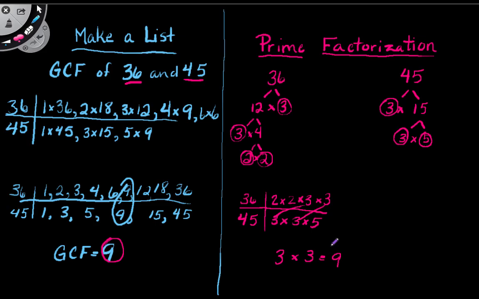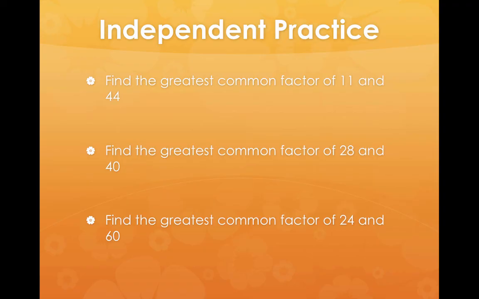Now I want you to try these 3 problems on your own for independent practice. Use the back of your paper to solve them by either using prime factorization or making a list of your factors. For the first one, find the greatest common factor of 11 and 44. Number 2, find the greatest common factor of 28 and 40. And number 3, find the greatest common factor of 24 and 60.